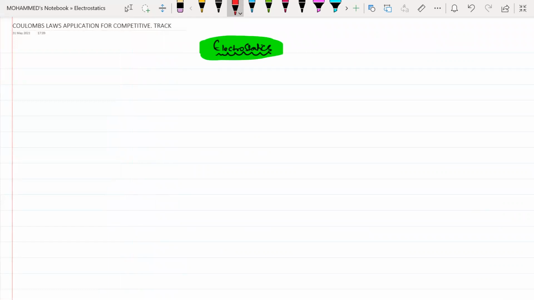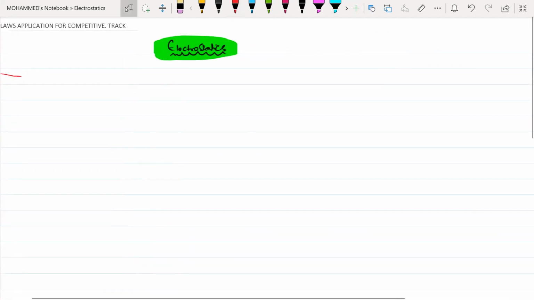Applications of Coulomb's law. See this one, beta.